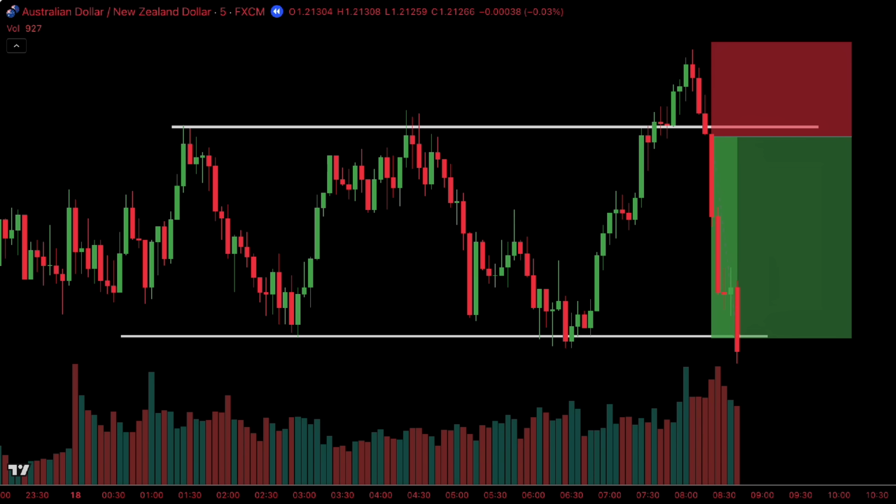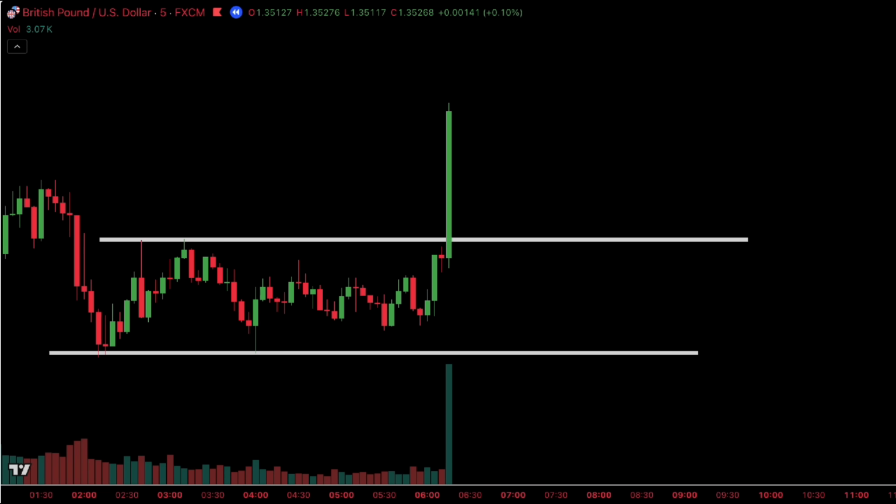This is how you apply the same logic in a ranging market, by waiting patiently for the trap at key levels, instead of forcing trades in the middle of the range. Now, let's look at another chart example.